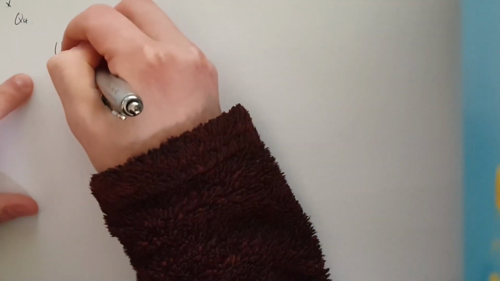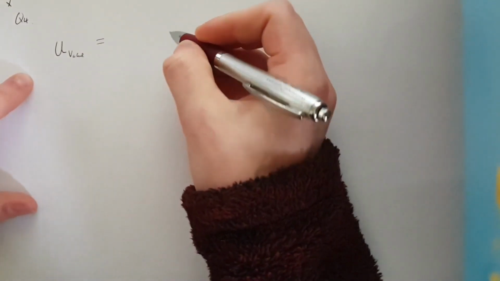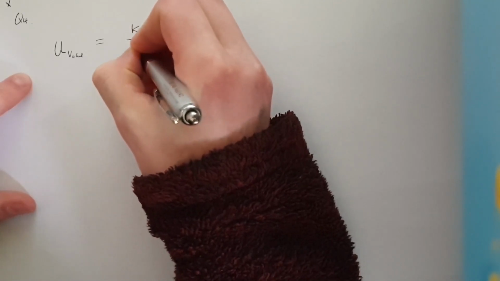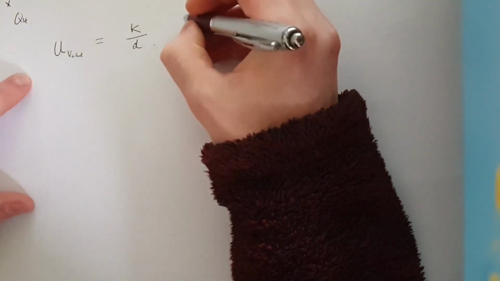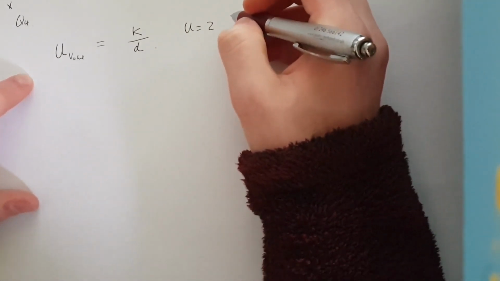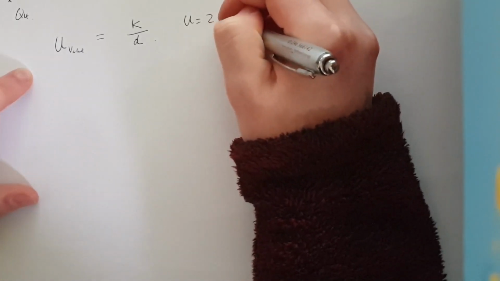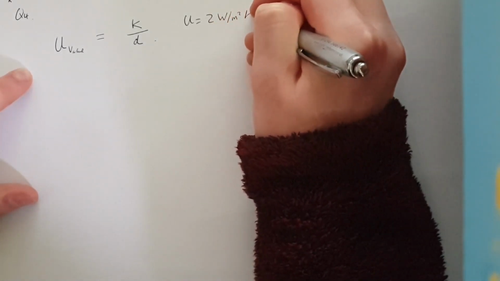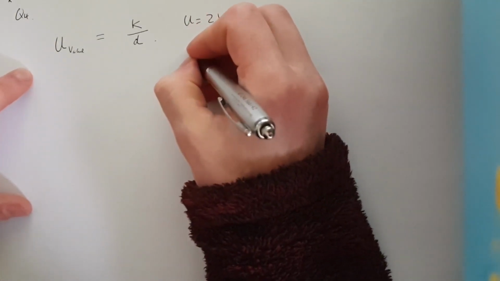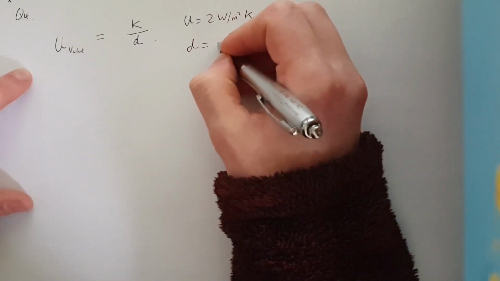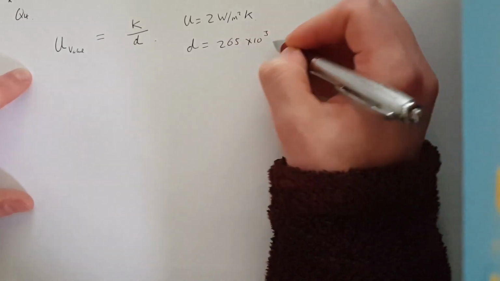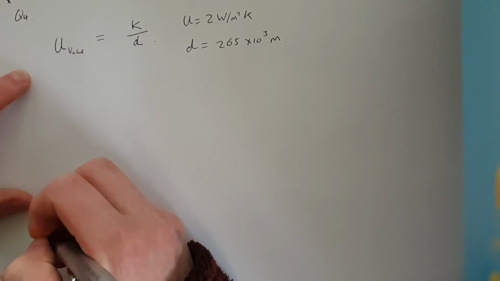So U value is equal to K, which is your thermal conductivity, divided by D, which is the thickness of the material. So we know U is equal to 2 watts per meter squared Kelvin. Still in frame, excellent. And D, the thickness, is equal to 265, I'm going to write times 10 to the minus 3 meters, just to keep everything in meters.